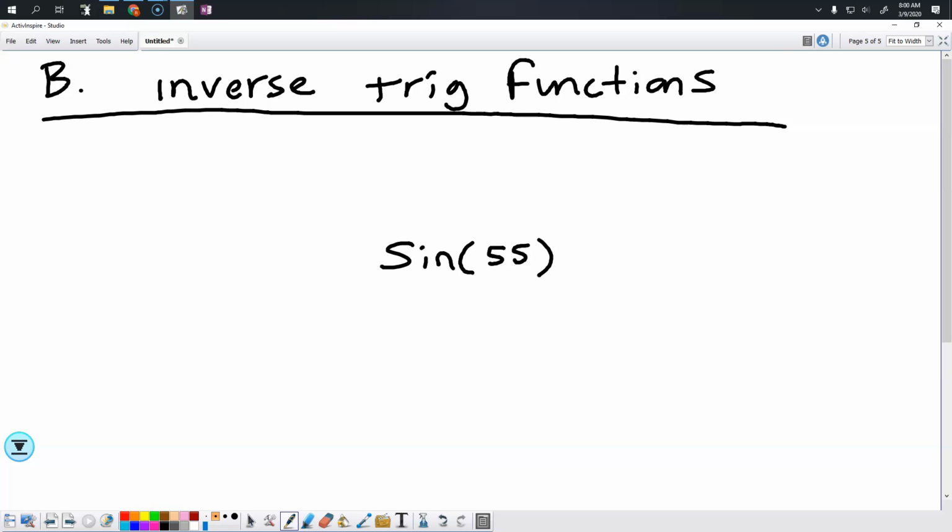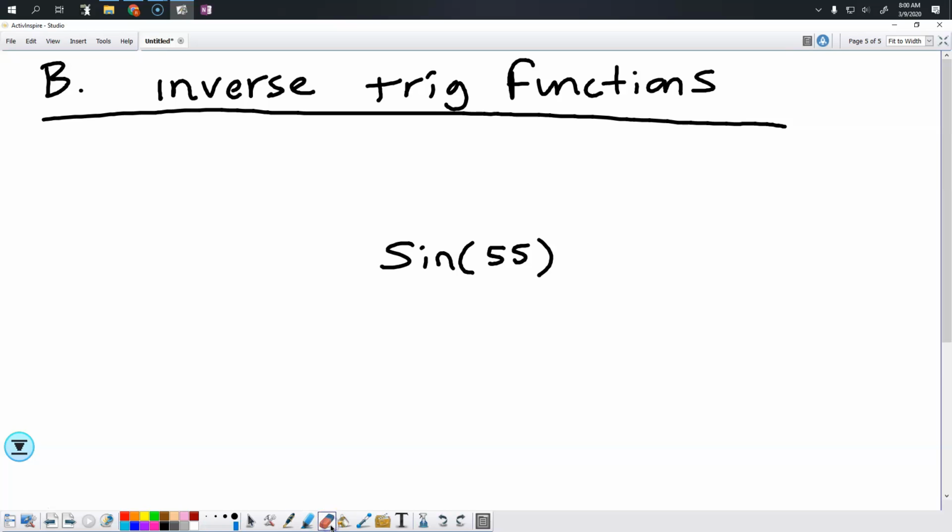It's actually a function. So you're not multiplying sine by 55 here. What you're doing is you have this function and you're plugging 55 into it, and it's doing something to it. And what it's doing is basically calculating ratios on the sides of a right triangle. So that's what it does.